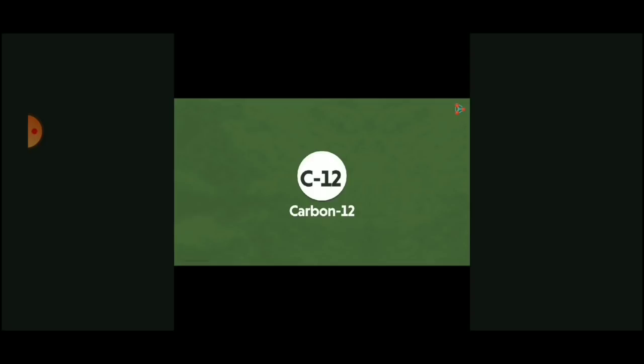Okay, what are isotopes? They are different forms of the same element. Carbon 12, carbon 13, carbon 14 are the different forms of isotopes. Carbon 12 is one of the isotopes of carbon which is found everywhere in nature. So carbon 12 is taken as a standard unit. So the atomic mass of an atom is referred to with respect to the atomic mass unit.